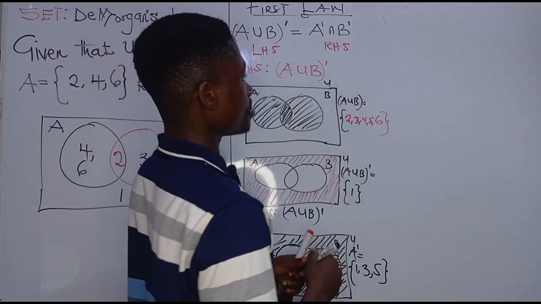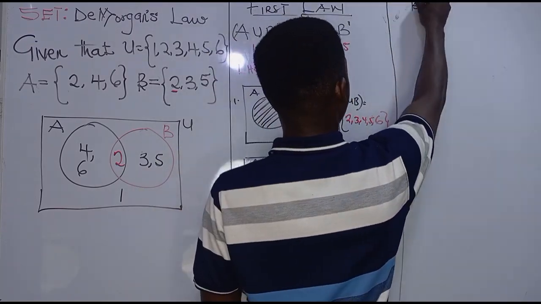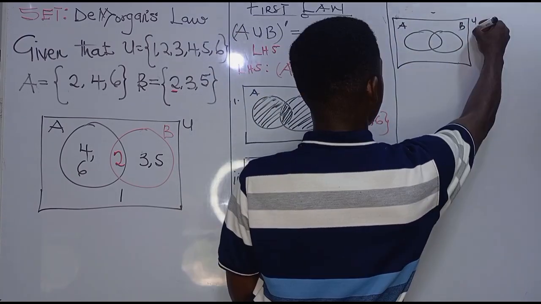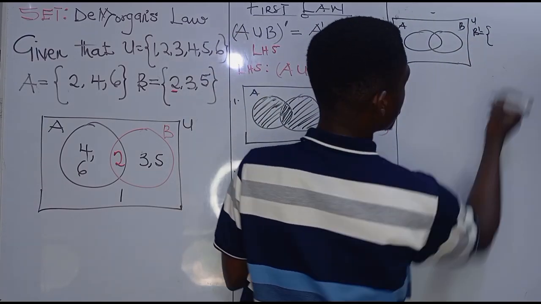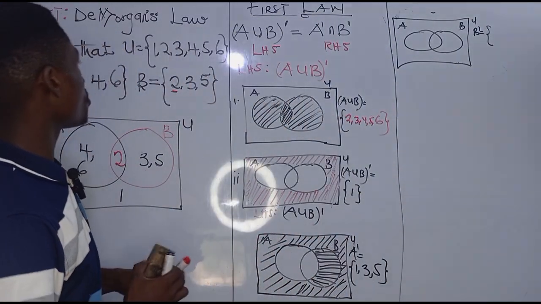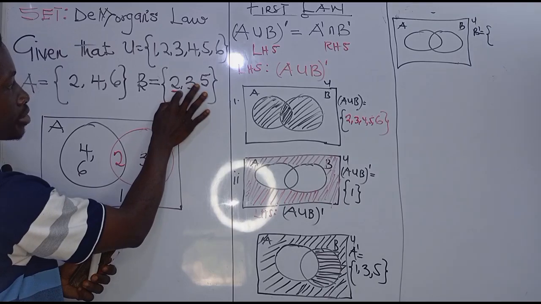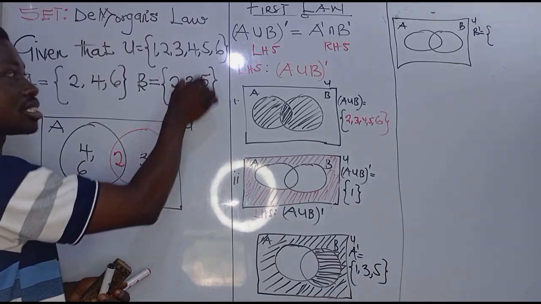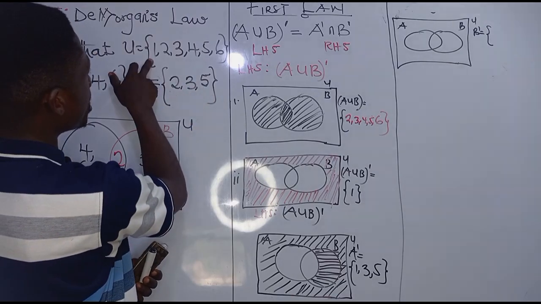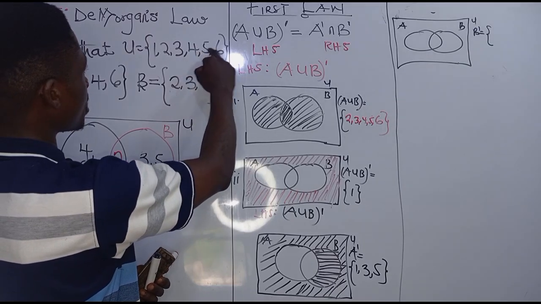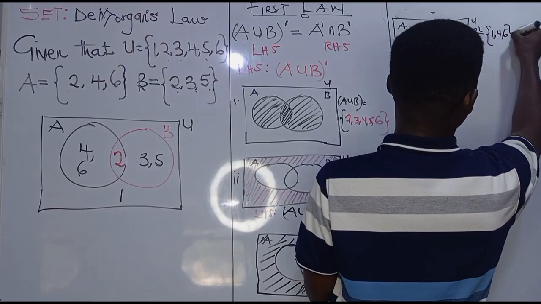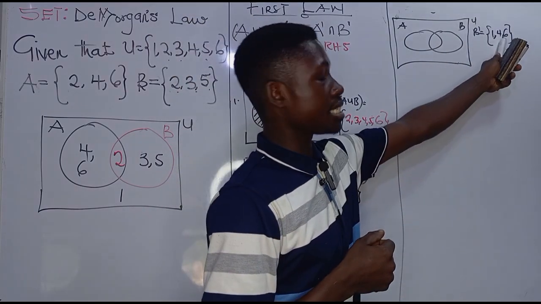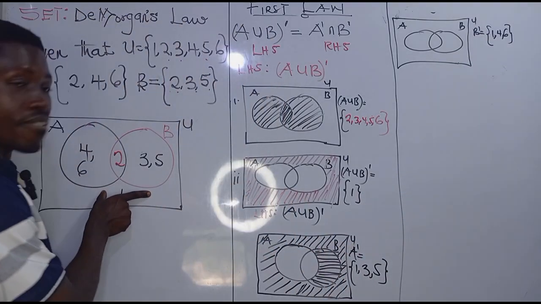Good. Now let's find B complement. We have universal set. We have set A and B. Now B complement means we have to look for all those elements in the universal set that are not part of what? B. Those elements in the universal set that are not in B become the B complement. So we have 1, 4, and then 6, right? So 1, 4, and 6. So it means that we are going to shade all the regions with these elements with regards to this Venn diagram.